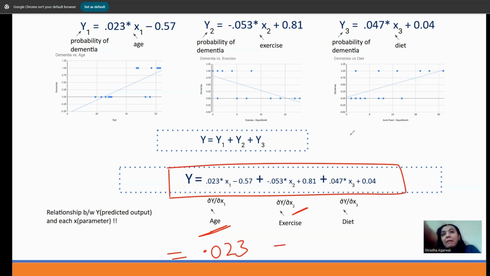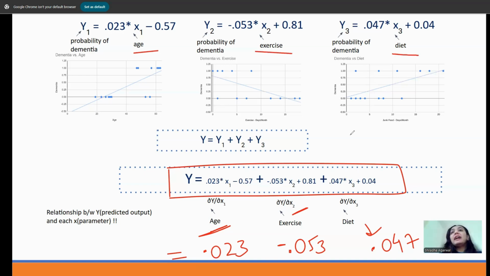Your answer will be minus 0.053. Now, how much is this entire function changing with x3? Your answer will be 0.047. This makes sense, right? Because your initial problem was dependent on three parameters: age, exercise, and diet. So now I have a final answer, and I want to know the variation with respect to one parameter, and I can do it like this, right? This is very important because here we are building an important concept, guys.